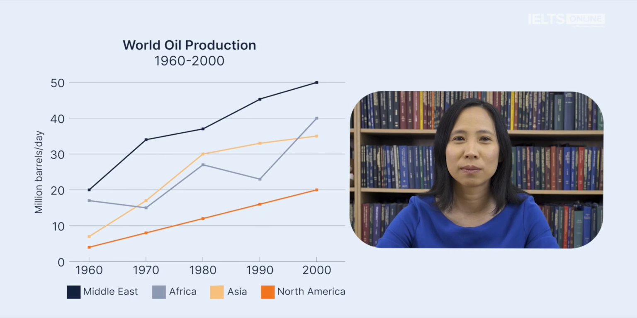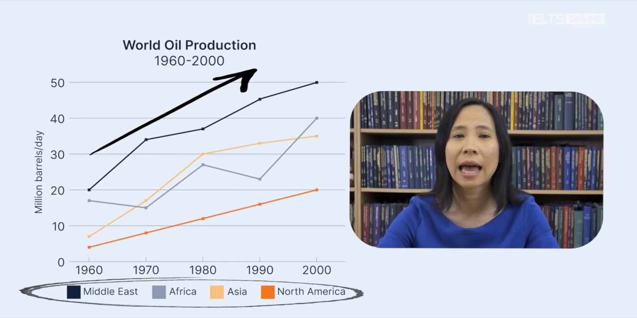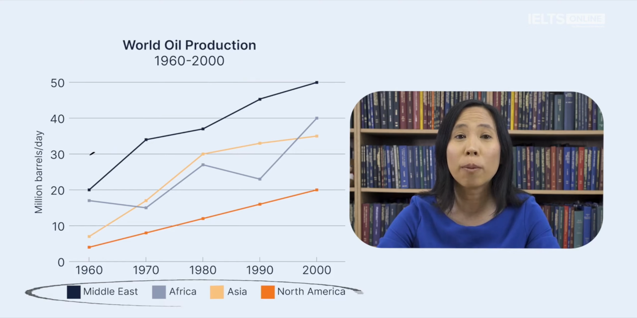Here's an example. This graph shows world oil production from 1960 to 2000 in 4 different regions. Therefore, the overall trend in this graph is an increase in the amount of oil produced in each of these regions. Let's now look at how to identify trends within specific time periods. This information is included in your body paragraphs.